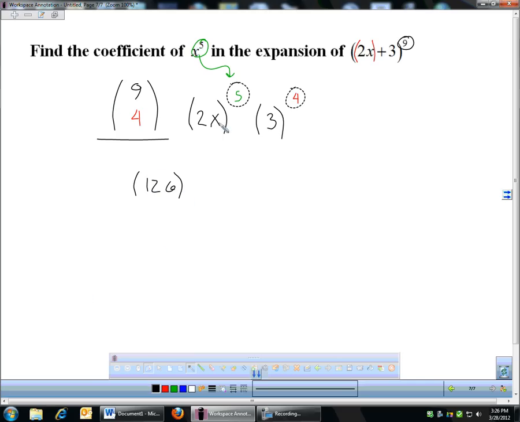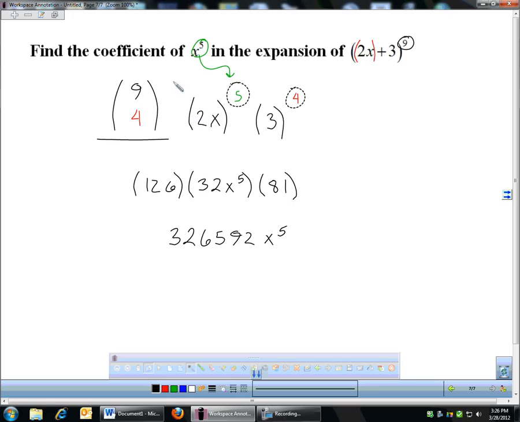Okay. Now 2x to the fifth, you have to do 2 to the fifth also. So 2 to the fifth is 32, x to the fifth. And 3 to the fourth is 81. And then we have to multiply all that together. 126 times 32 times 81 is 326,592. And we will get some big numbers. We'll get some that are a lot bigger than this also. So 326,592, x to the fifth.